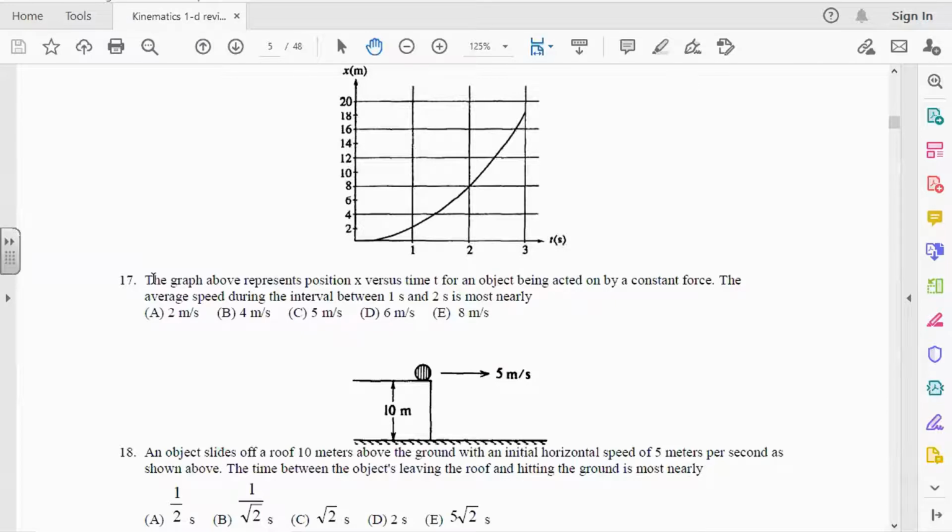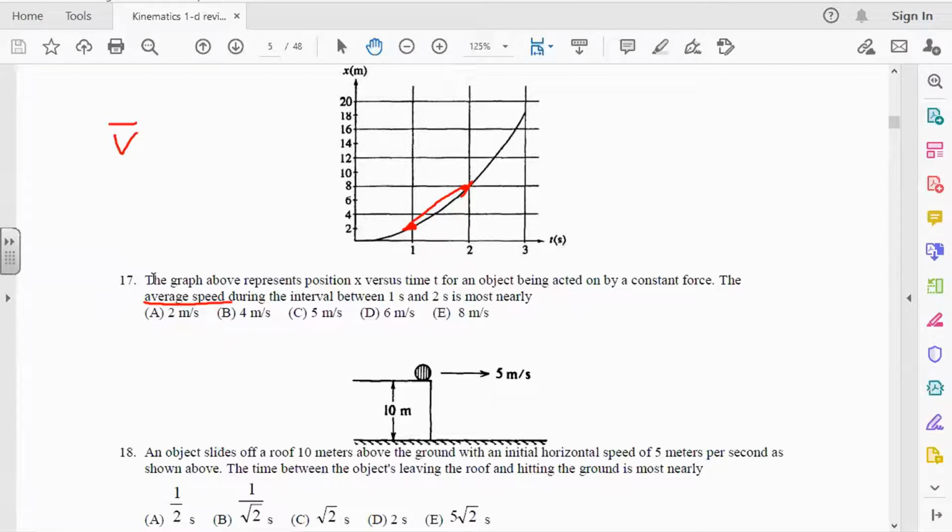So between 1 and 2 seconds, when we're talking about average speed, if I draw tangent lines on this curve, those tangent lines represent instantaneous speed. We can see that this curve got steeper, but that's not what it's asking us about. It's asking us about the average speed. So the average speed is simply going to be, if I take these 2 points and connect them with a line.